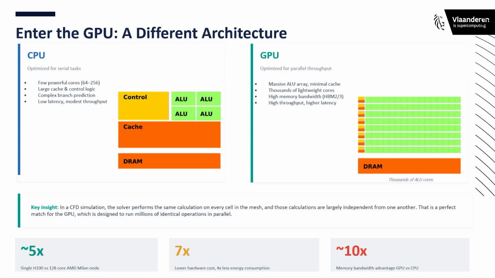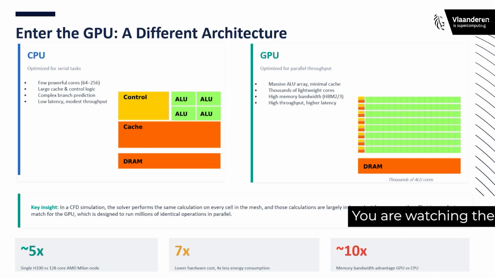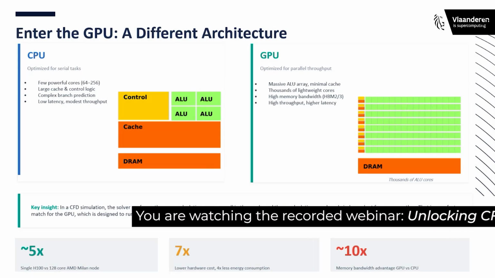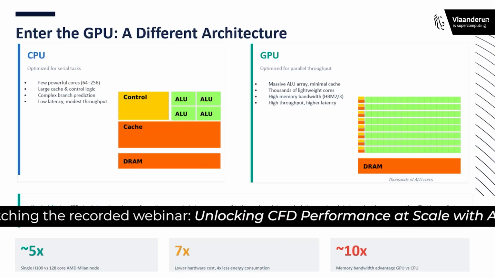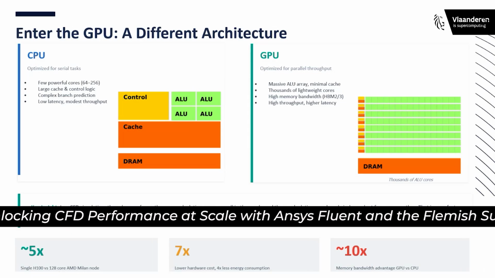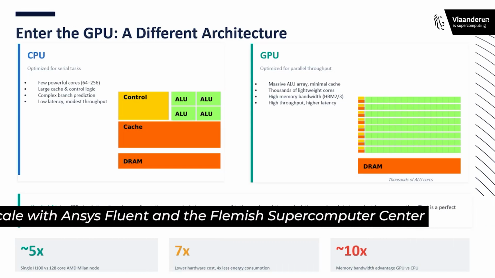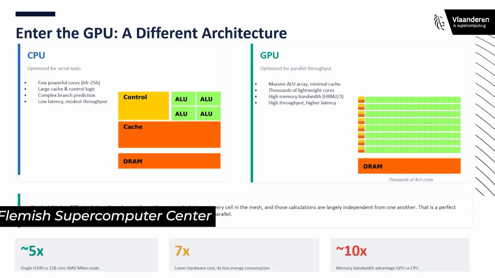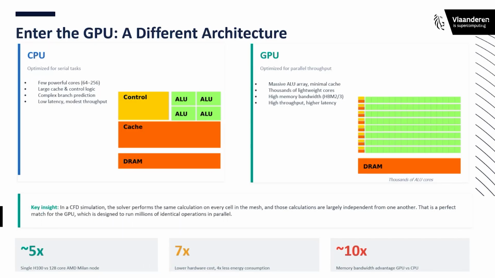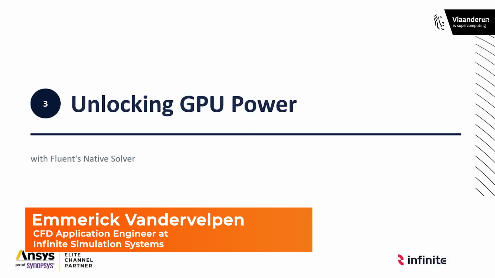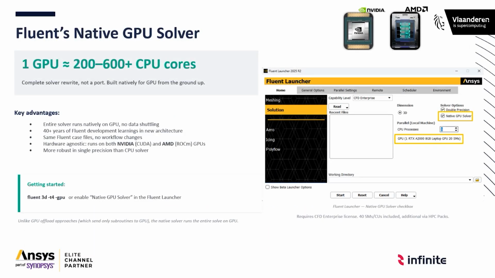So if we then look at the key features and key numbers at the bottom, one single GPU can, just based on memory assumptions, speed up 5 times compared to an AMD Milan node. It can be 7 times cheaper and use 4 times less energy. And it has, of course, 10 times more memory bandwidth. Of course, these are the numbers published by Ansys, but later in this presentation, I really want to couple them with the benchmarks I did on the Hortense.